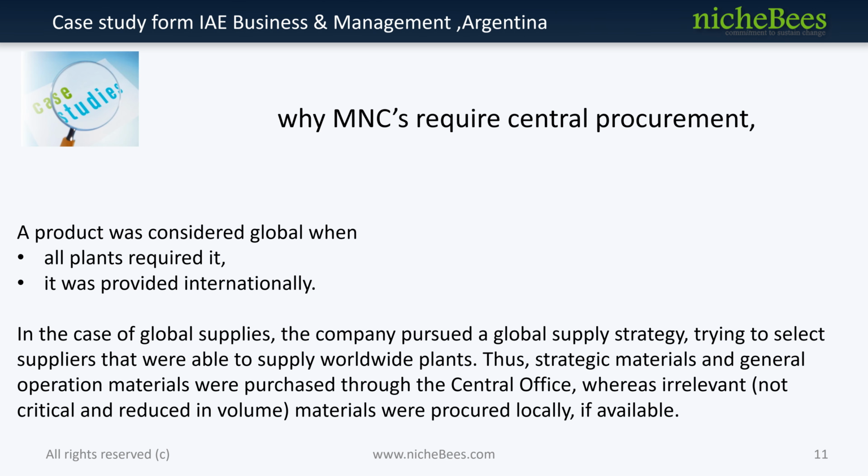Why does an MNC require central procurement? According to a case study from IAE Business School, Argentina, which explains why an MNC should go with central procurement, they found that a product can be considered global only when all the manufacturing plants produce the same product with the same quality and supply it the same way globally. Hence, in case of global supply, companies follow a procurement strategy where operational and strategic material is purchased through the central procurement office, whereas non-critical, high-volume C type material is procured locally.